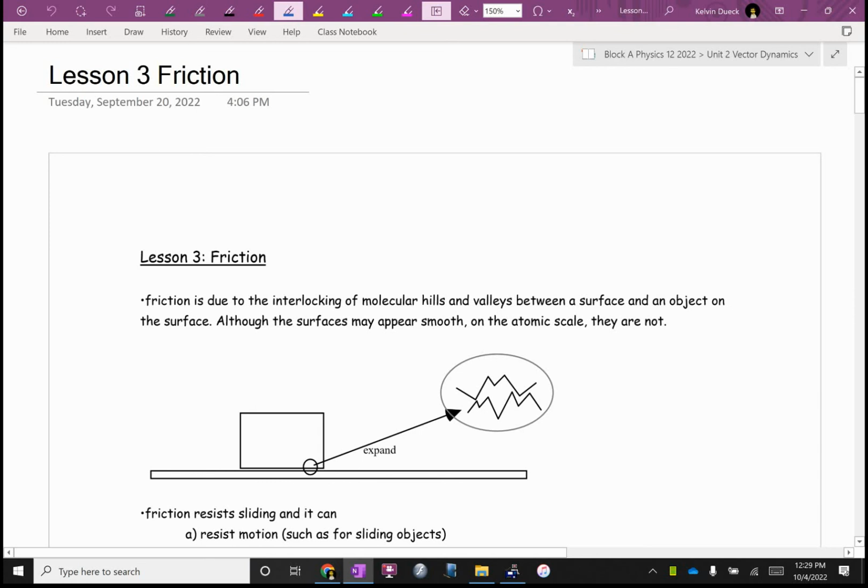Let's start. Friction. In theory, this should all be review from Physics 11, but some of you didn't have me last year, so I'll basically be teaching this from scratch.